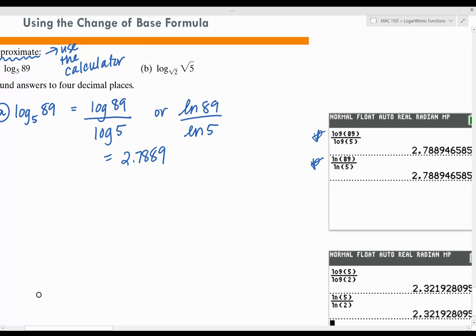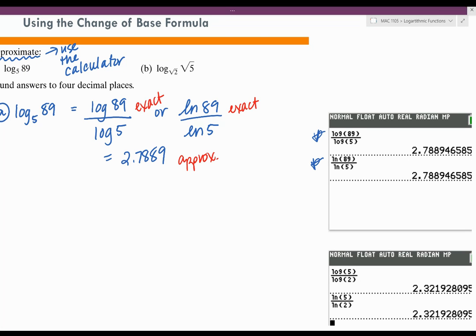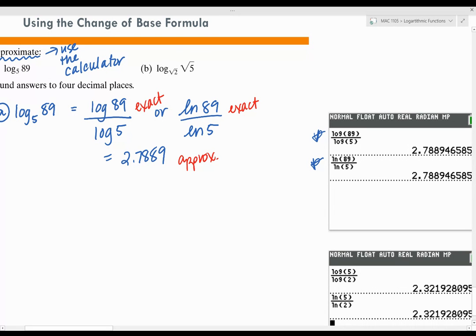Now, for these types of problems, be careful how they want your answer. So in this particular problem, they told us to approximate. So this is the approximation, the decimal. But if they were to ask for the exact answer, you would either give them the natural log version or the common log version. So it just depends. If they want the exact answer, they want the log in your answer. If they want the approximation, they want the decimal. All right, let's try the second one.